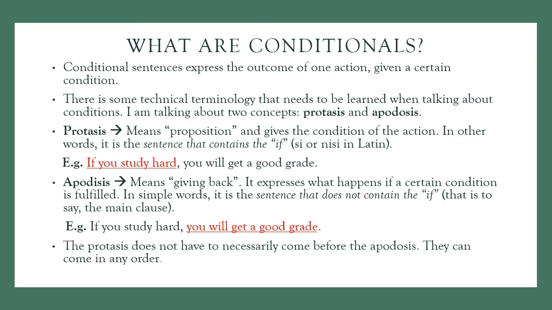The second term is apodosis. Apodosis is also a Greek word which means giving back or payoff. It expresses what happens if a certain condition is fulfilled. And in more simple words, it is the sentence that does not contain the if. In other words, the main clause. As an example, if you study hard, you will get a good grade. So you can see that the sentence without the if, which corresponds to the main clause, the clause that can stand by itself, is the second part of the sentence: you will get a good grade.